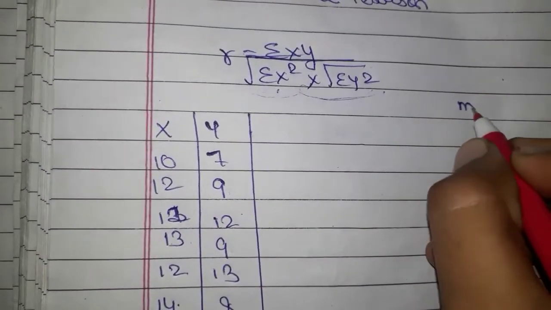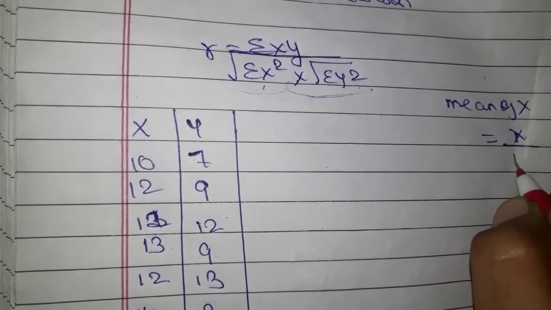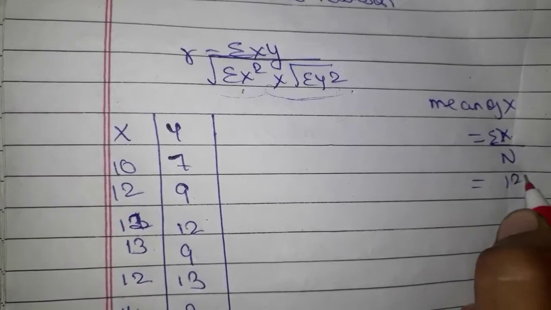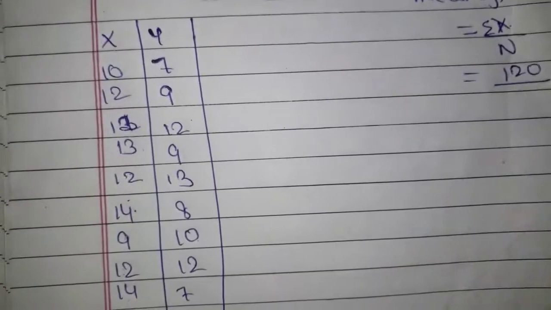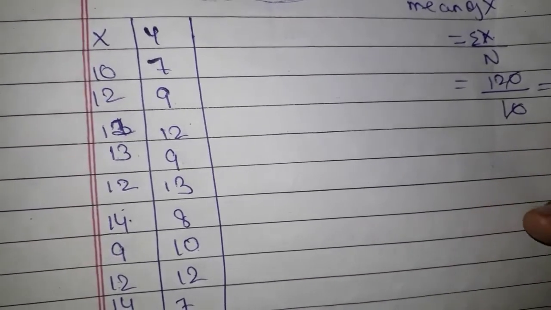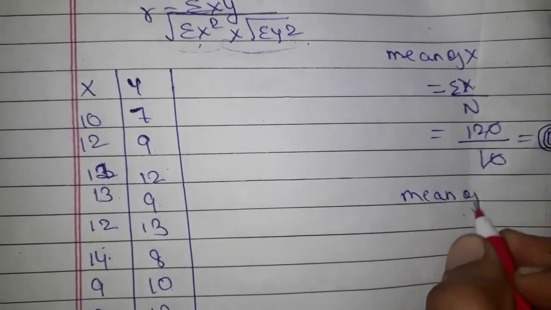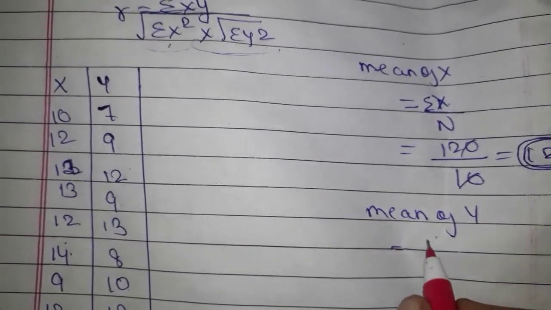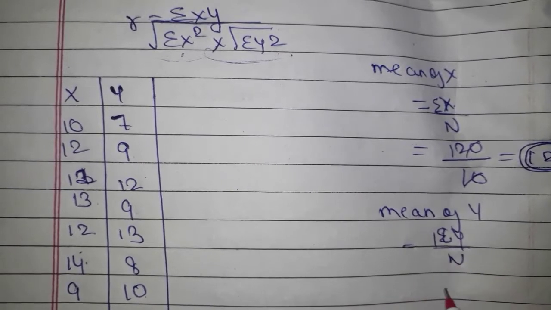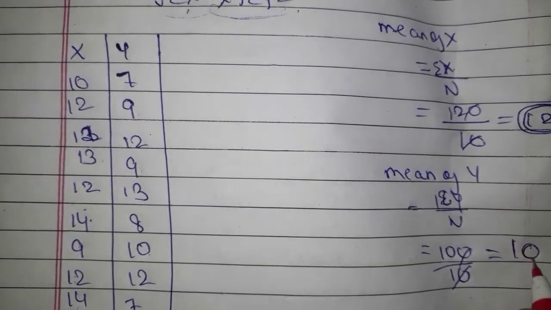We are going to calculate the mean of x. So we have sigma x by n. So 120, and what is the total number of observations? 1, 2, 3, 4, 5, 6, 7, 8, 9, 10. So 10. So the mean of x is 12. And now by this similar method we are going to calculate the mean of y. That is sigma y by n, that is 100 by 10. So the mean of y is 10.